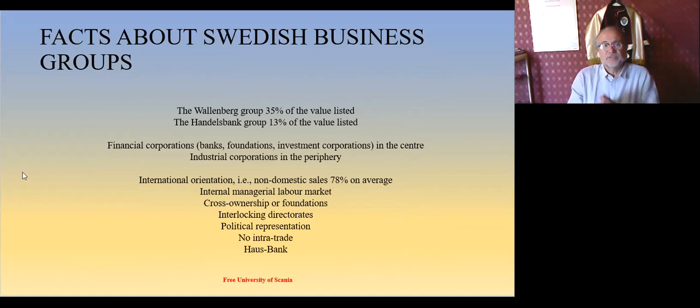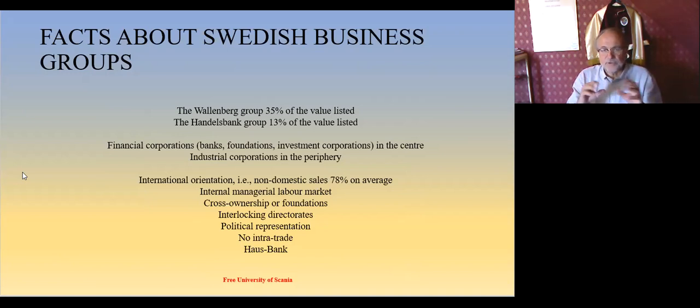So, facts about Swedish business groups. Now I don't really remember when I got these numbers, but maybe it's rather the same today. If you look at the value of the Stockholm Stock Exchange, the Wallenberg Group controls corporations that represent 35% of the value listed. The Handelsbank is less than half of this, it's 13%. It's not saying that they own 35% of the capital. They control corporations that represent 35%. So the Wallenberg family group is rather influential.